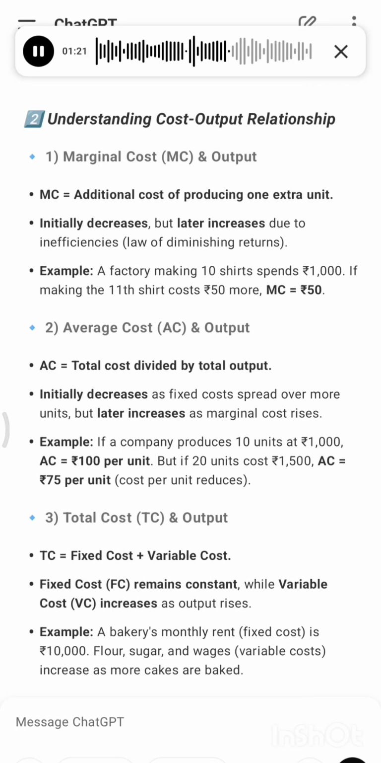3. Total cost, TC, and output. TC equals fixed cost plus variable cost. Fixed cost, FC, remains constant, while variable cost, VC, increases as output rises. Example, a bakery's monthly rent, fixed cost, is $10,000. Flour, sugar, and wages, variable costs, increase as more cakes are baked.